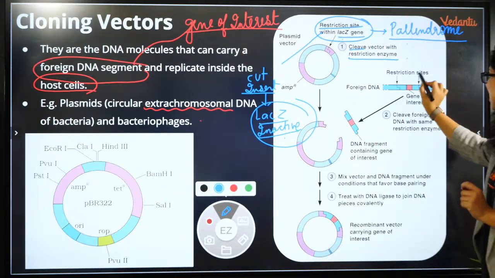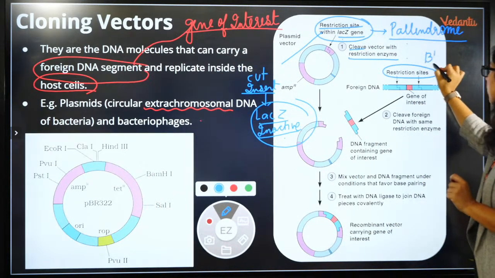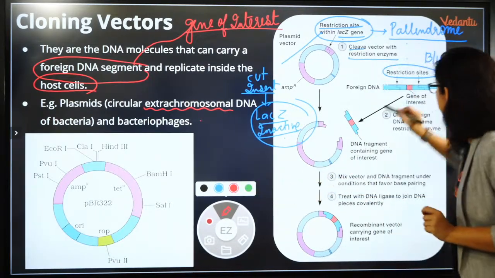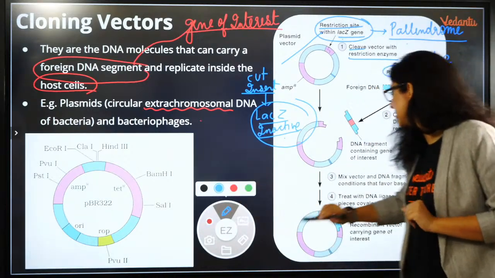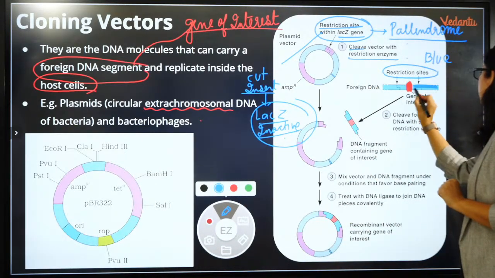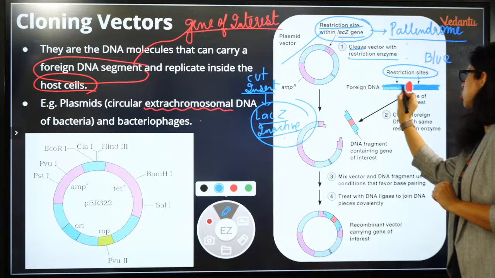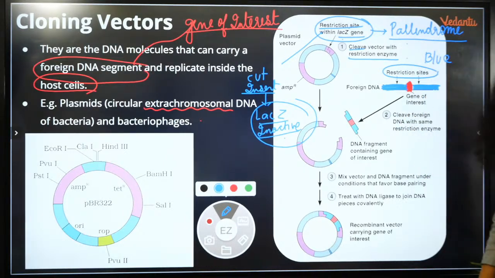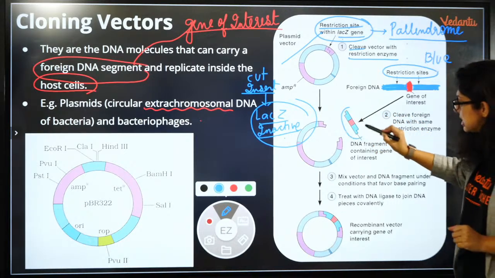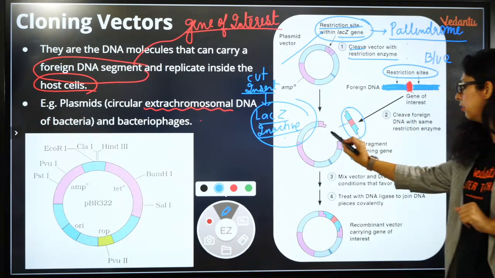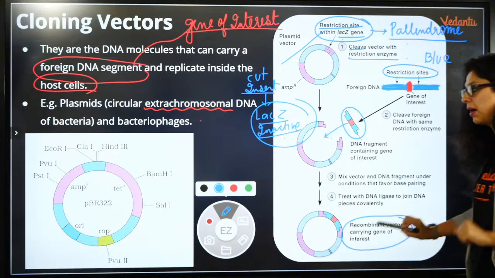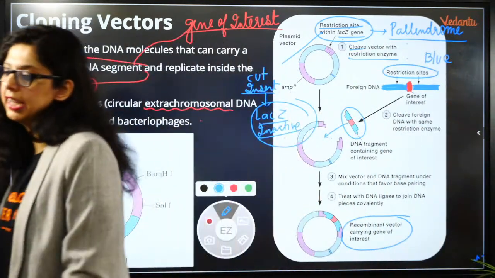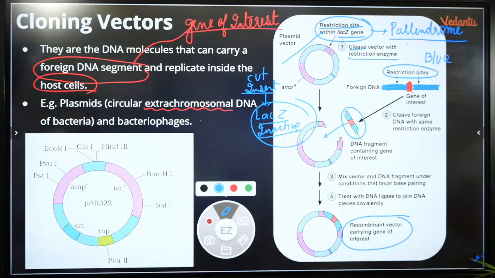So do you see the restriction site, blue color, blue? And do you see the foreign gene inserted between the gene of interest? Please see that. And the restriction site, see? So I have cut it. See, the blue gene has been cut, so it means the blue gene has become inactive. And now I will put this in the vector. Recombinant vector carrying my gene of interest. Do you see that? Recombinant vector.